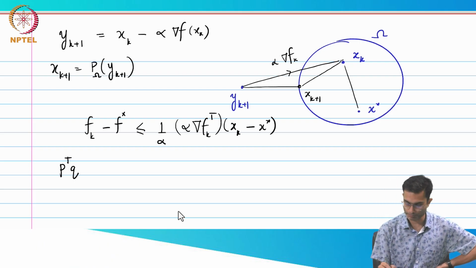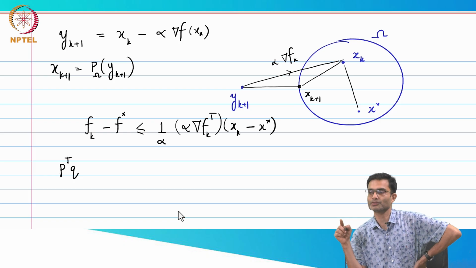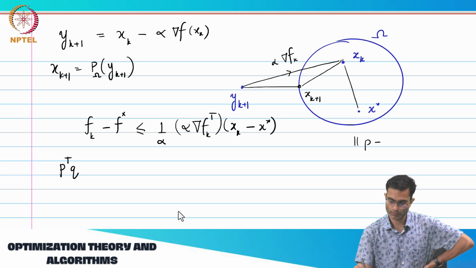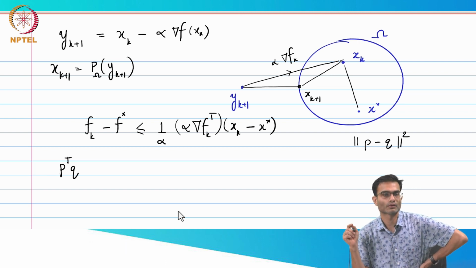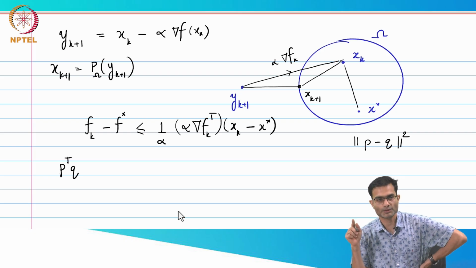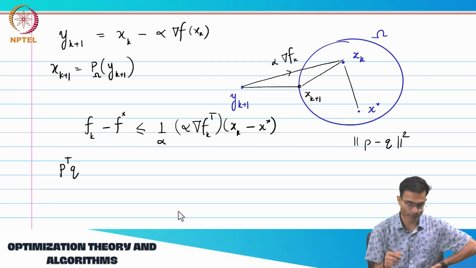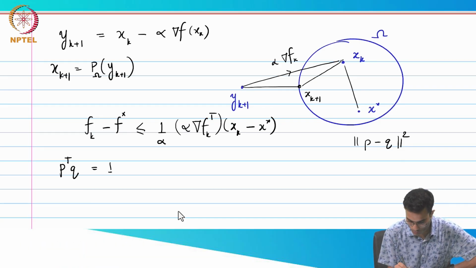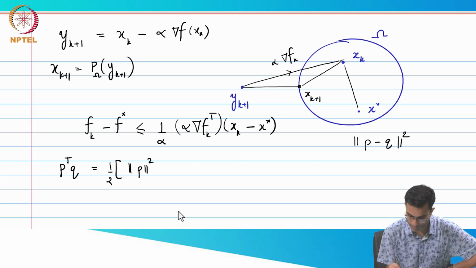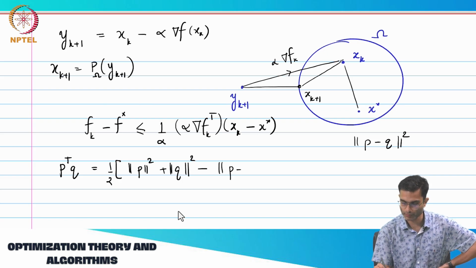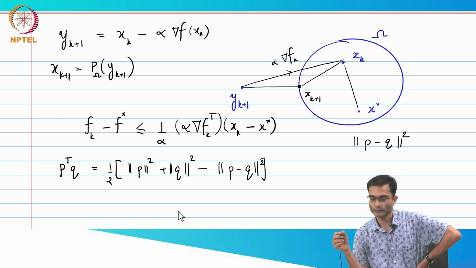What is, for example, norm of P minus Q whole squared? What all terms will be there? P transpose P, Q transpose Q, and a negative P transpose Q and Q transpose P, which are the same. So there's a factor of 2 there. That's a nice way to get this. So P transpose Q will be simply half of norm P squared plus norm Q squared minus norm of P minus Q squared.